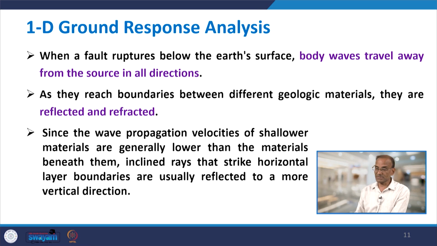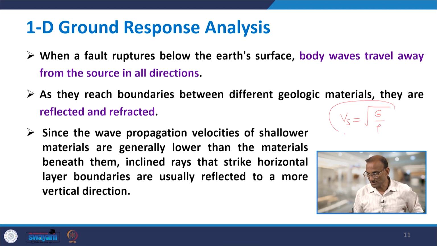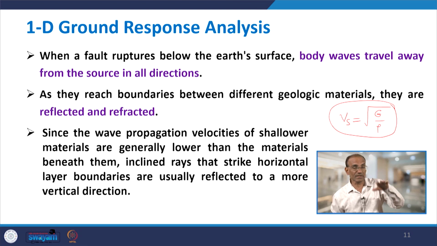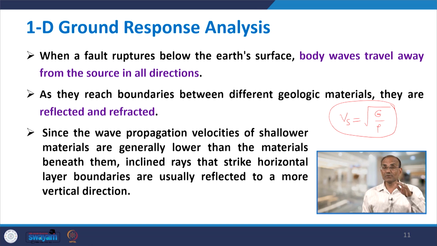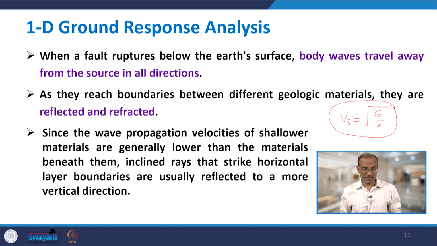As a result, for example, the shear velocity is simply given by the square root of G by rho. What is G here? Shear modulus, and rho is mass density. It is expected that the value of G, the shear modulus, will increase normally as you go with depth. So what happens is that the wave propagation velocities of shallower materials are generally lower than those of the materials beneath them.